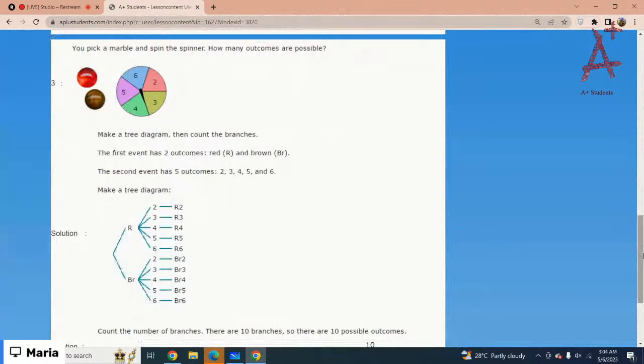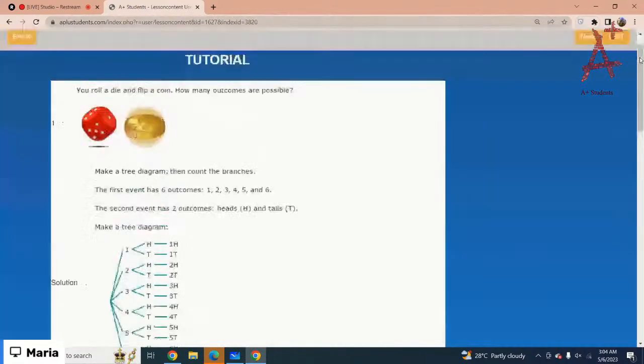The next one is you pick a marble and spin the spinner. How many outcomes are possible? On the spinner, you have one, two, three, four, five portions, and here you have two marbles. So on the spinner, you have five outcomes, and for the marble, you have two outcomes. You have to do 5 times 2. That means you have a total of 10 outcomes.